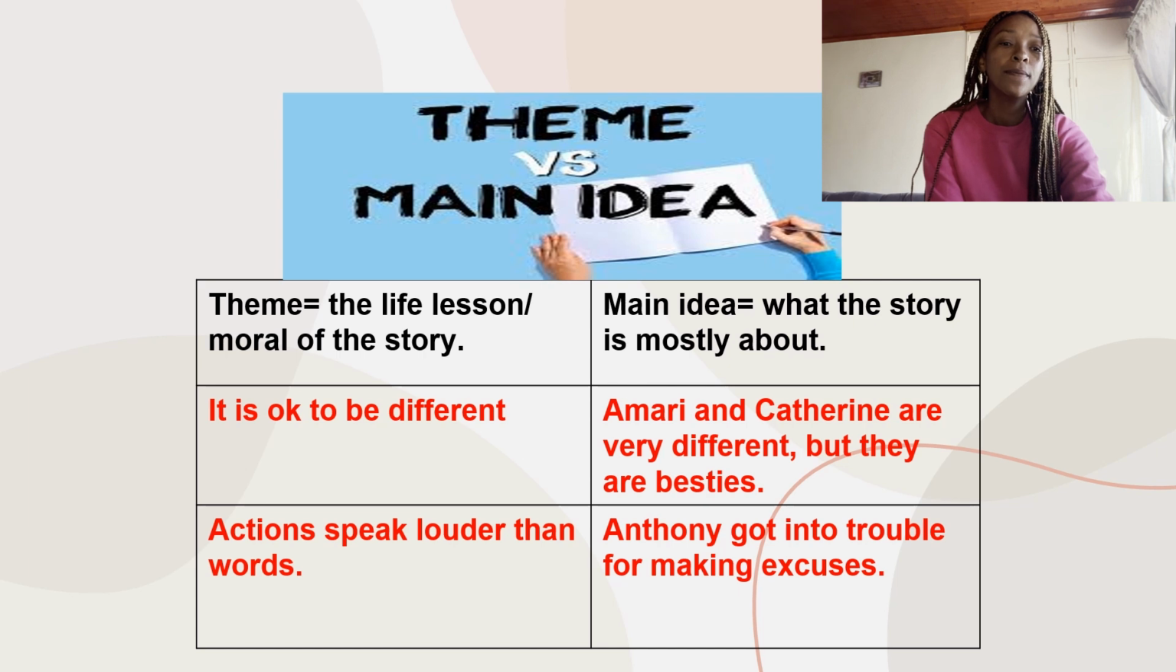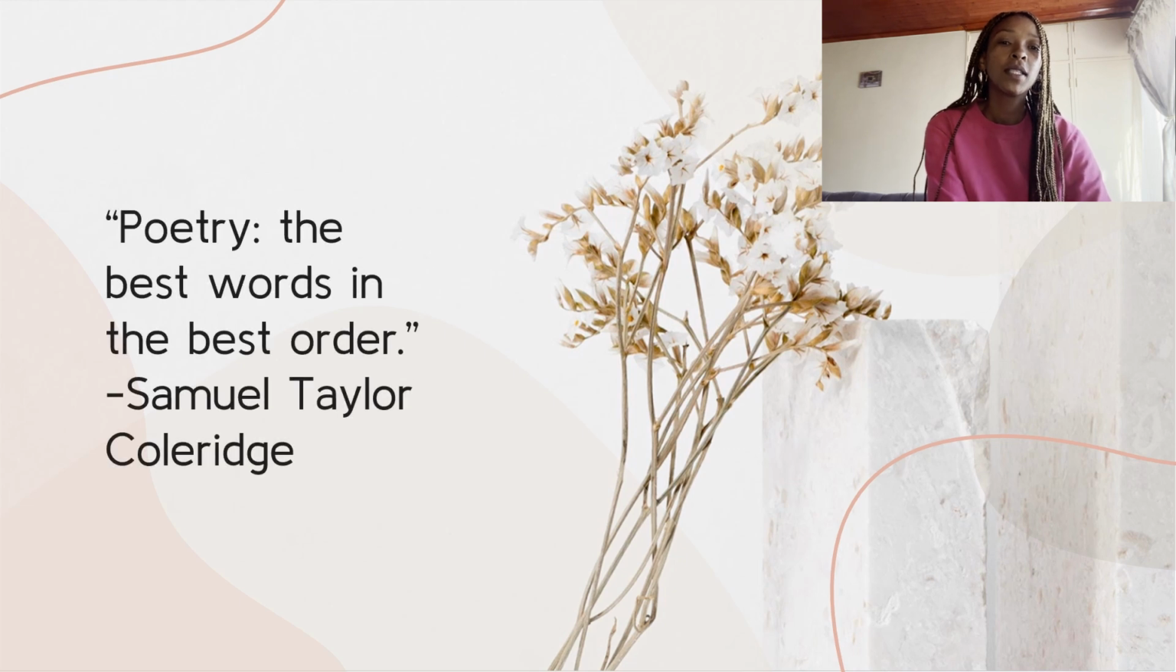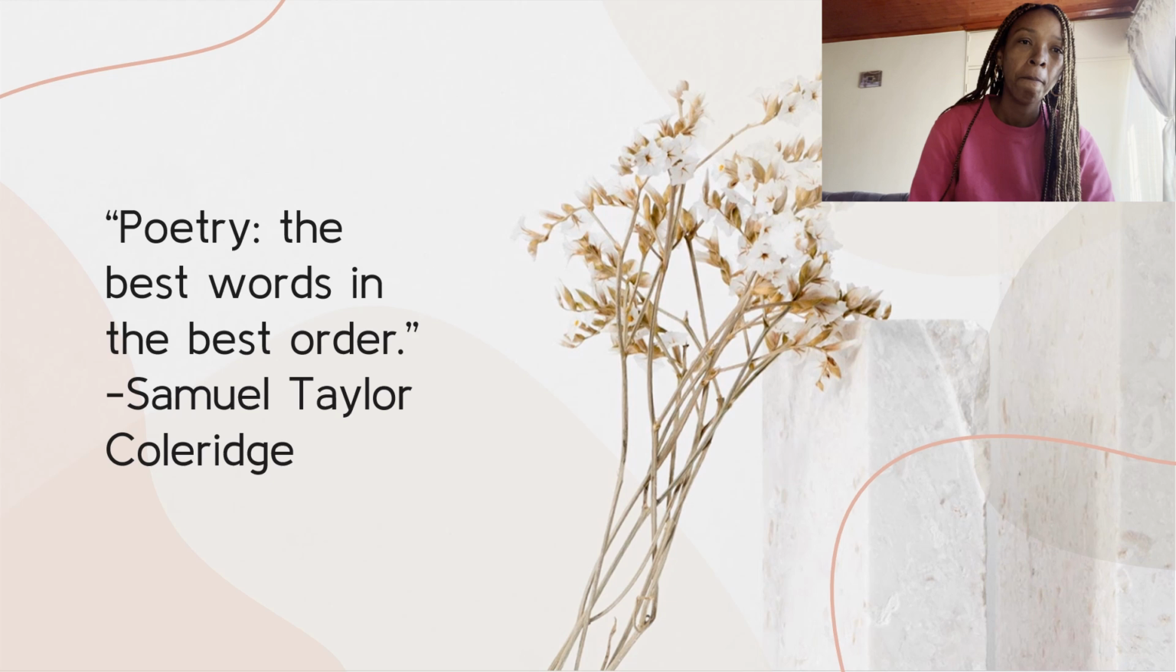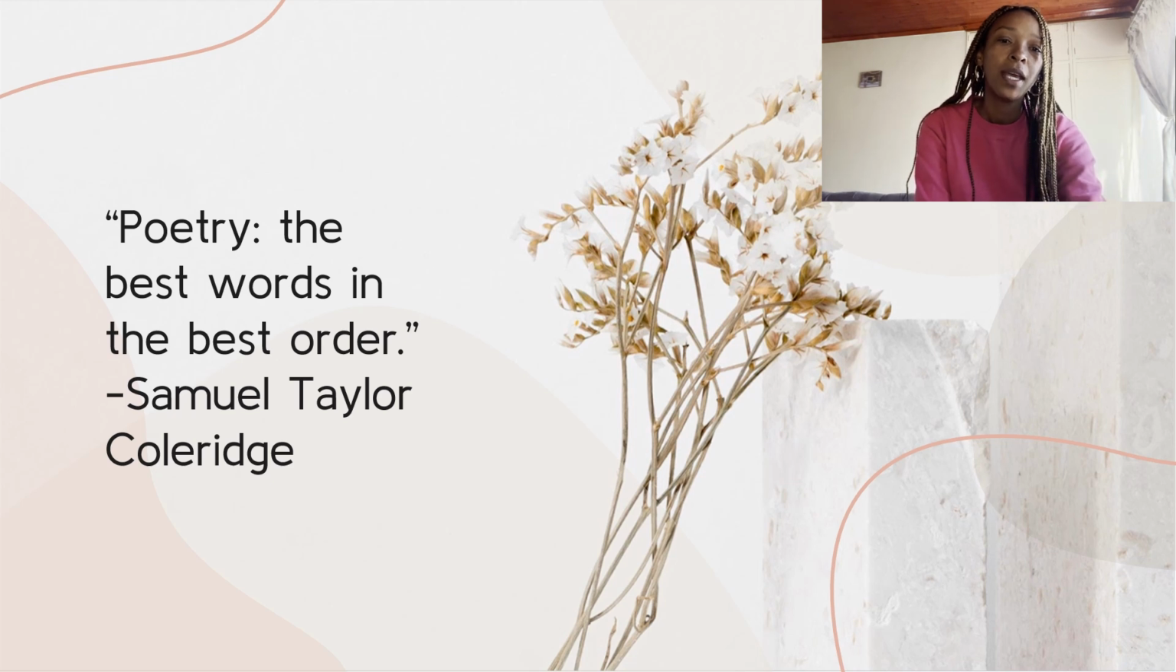I'd like to move on. As I'm about to close off on this presentation, I'll leave you with a quote that reads, "Poetry, the best words in the best order." This is by Samuel Taylor Coleridge. It's important to remember that poets put together a piece, but they only have a specific number of words to use. We need to understand that every single word used by the poet serves a purpose and is very important to the piece that was put together. Every word is thoroughly thought out.